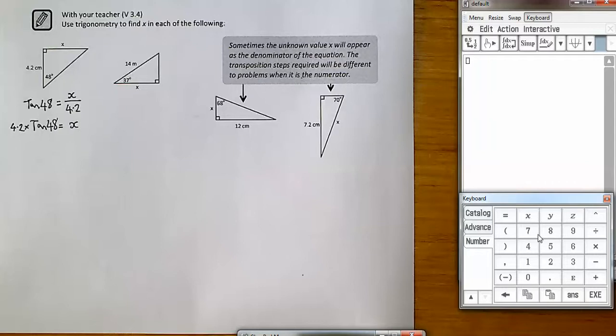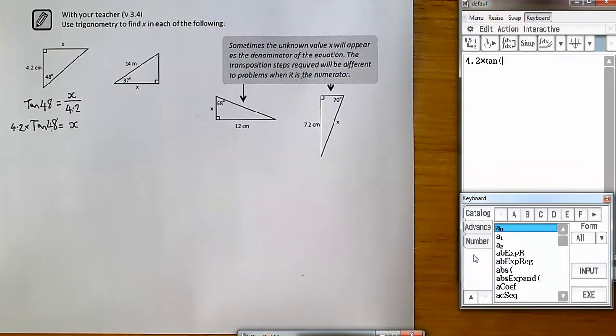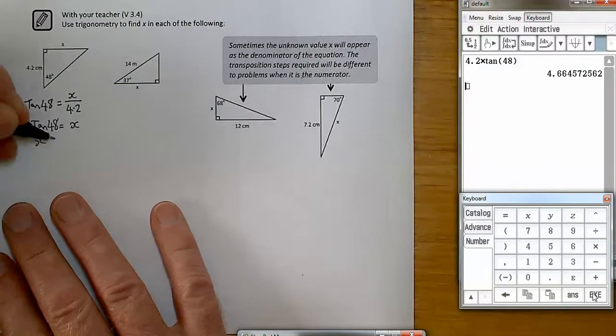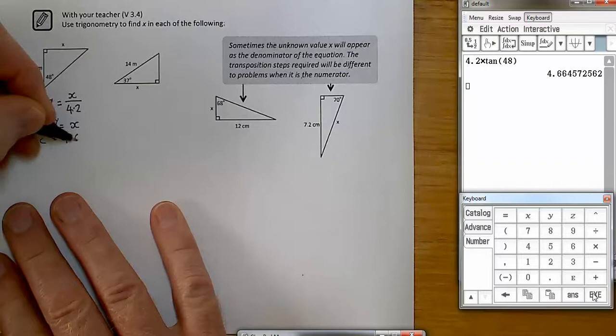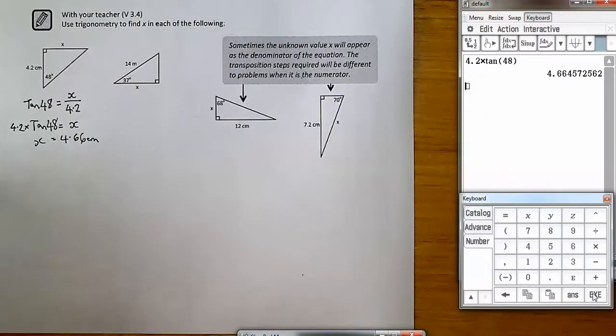And off we go. We want to do 4.2 times the tan of 48. The good thing about these calculators is you can see on the screen that you've got it set up exactly correct. 4.2 times, and we'll have to go to our trig, the tan of 48. And we'll get 4.66 as the answer, so x is equal to 4.66, and the question was written in centimetres, so that's the units of our answer.